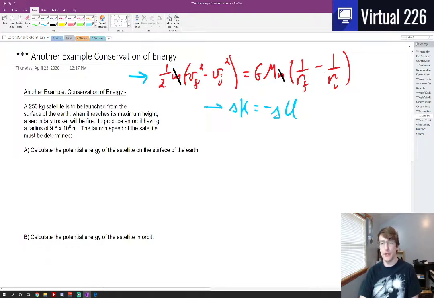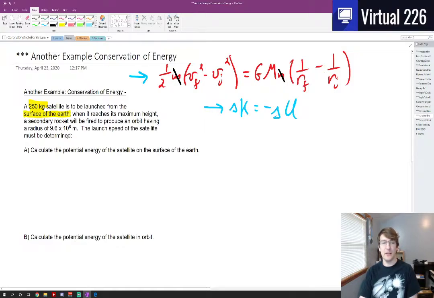We're actually going to look at it this time by breaking the problem into a few different steps and solving it that way. Same thing in the end, just a different way of approaching it. So what we have here is a 250 kilogram satellite. It's to be launched from the surface of the Earth. So surface of the Earth, that's important. We know it's 250 kilos.